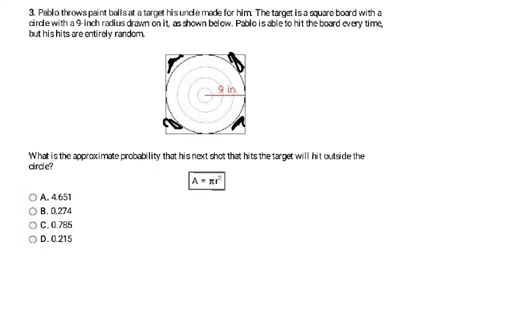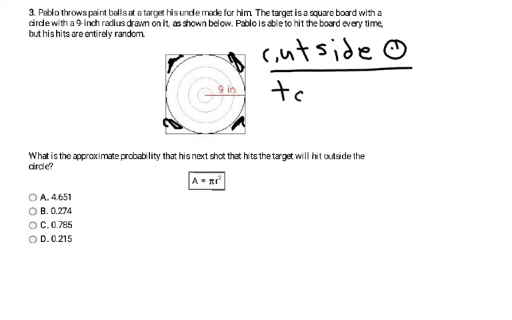So to find that, we want the area outside of the circle over the total area. That's what we need for our probability. Now, the problem with that is this is an odd shape. We don't have an area formula for that shape. But what we can do is find the area of the square, find the area of the circle, and then subtract them, and we'll be left over with those odd shapes.